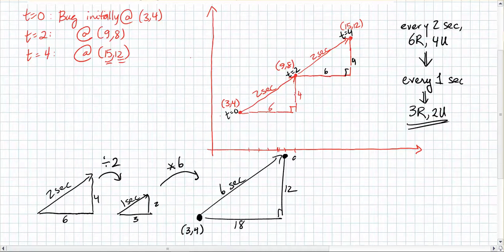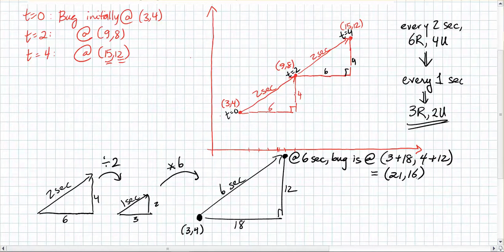So at 6 seconds, the bug is at, and we started at 3 and had to add 18 to the x. We started at 4 for the y and had that 12. This ends up being 21, 16, which I do realize there are easier ways of getting that for the problem.